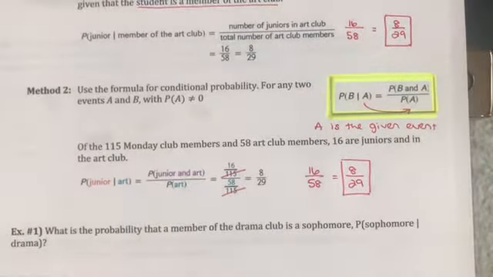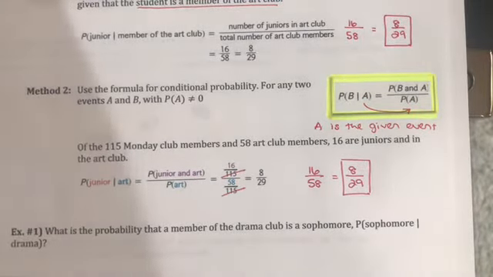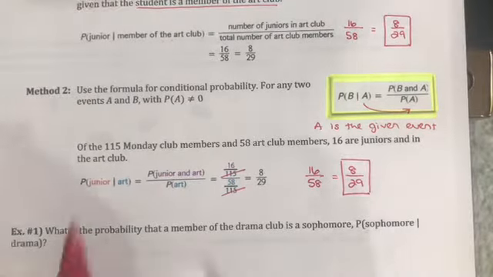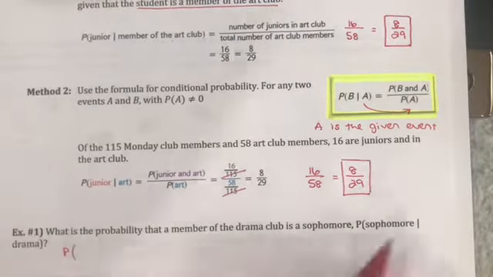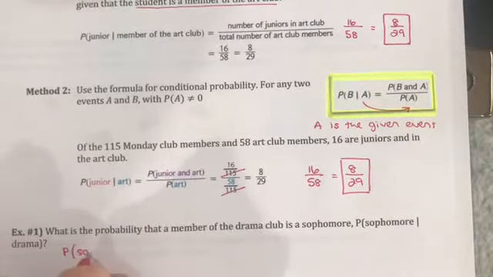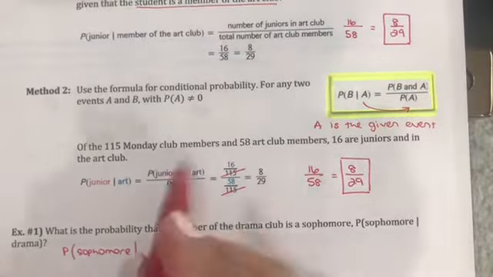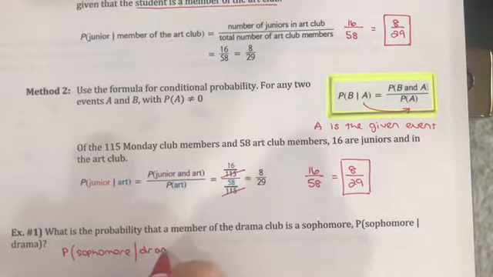Okay, so let's take a look at this next one and say, what's the probability that a member of the drama club is a sophomore? Okay, so similar type of setup. We're going to do the probability that it's a sophomore given that they're a member of the drama club.